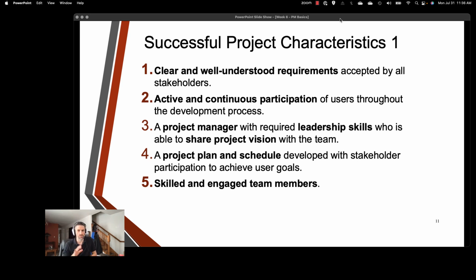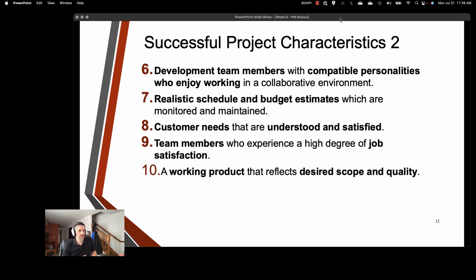of process. We want a project manager who has excellent leadership skills and is able to communicate and share the project vision with the team. We need to have a very well thought out plan and schedule developed with stakeholder participation. And then we also need team members who are skilled and engaged, and who have compatible personalities that work well together in a collaborative environment, realistic schedules, budget estimates.